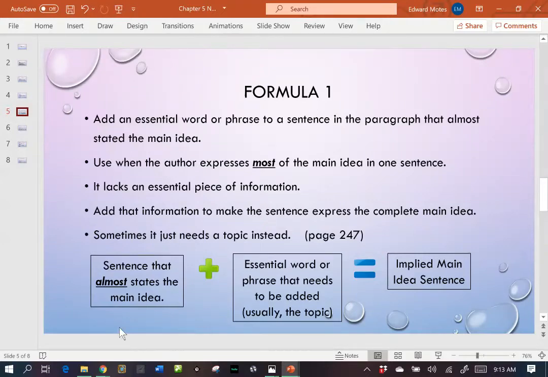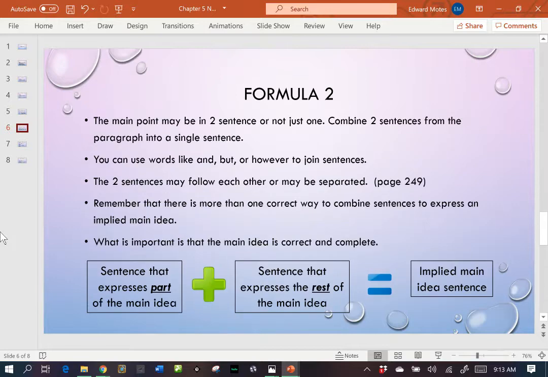Hi guys, we just ended video number 2 going over formula number 1. Let's take a look at formula number 2 now.